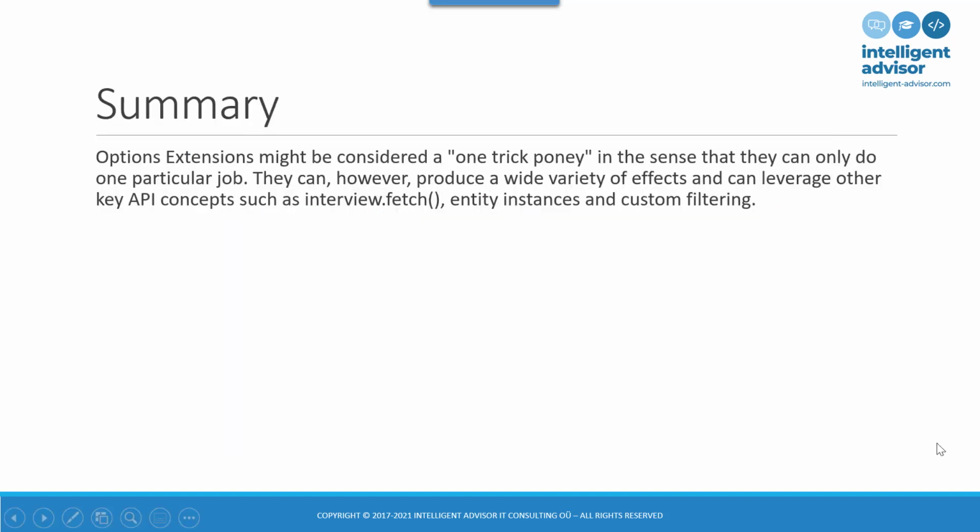So what can I use as a summary? Well, our options extensions, you could consider them a one-trick pony, in the sense that they only do one particular job. They can, however, produce a large variety of effects and leverage other standard API concepts such as interview fetch, entity instances, custom filtering, and also, if necessary, using AJAX calls to go and get external data.